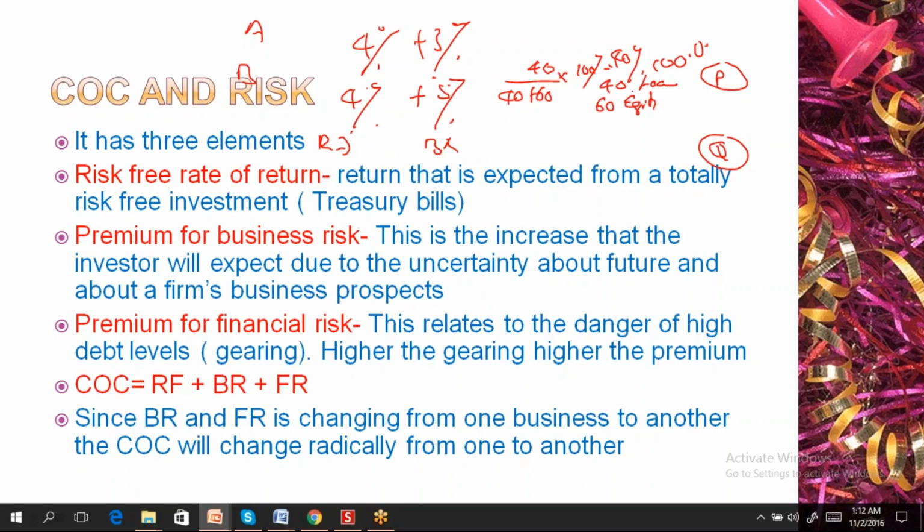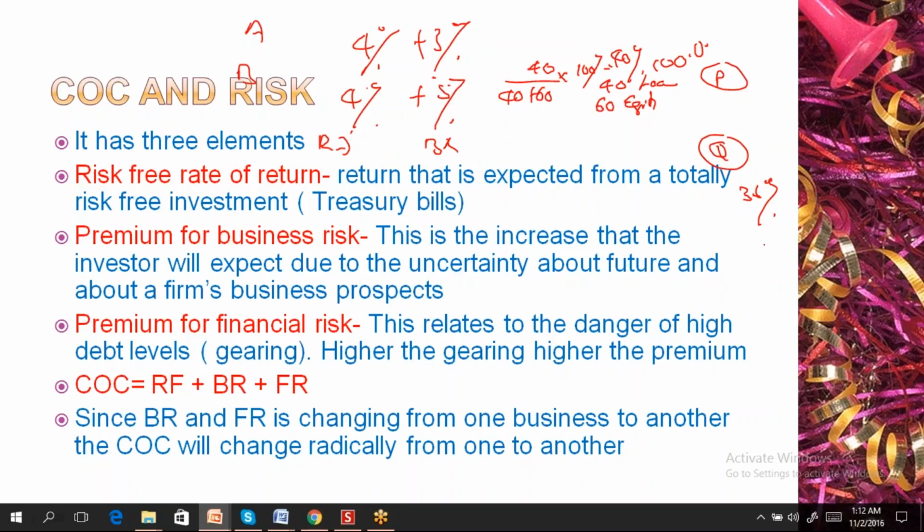Another company might say gearing is 35%. That means 35% of funds have come from the lenders, and 65% of the funds have come from equity people. So I'm assuming in company Q, gearing is 35%. Company P, gearing is 40%. Company Q, gearing is 35%.